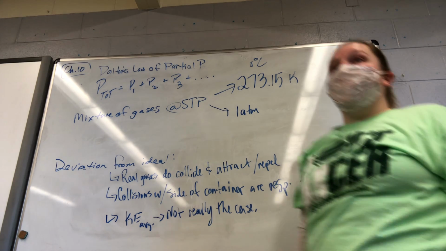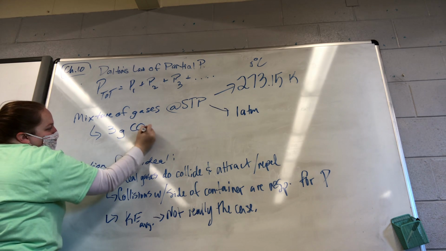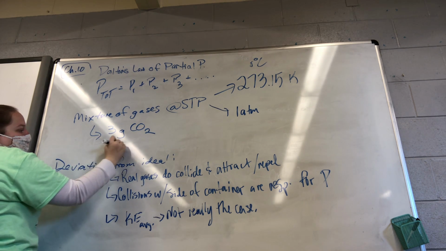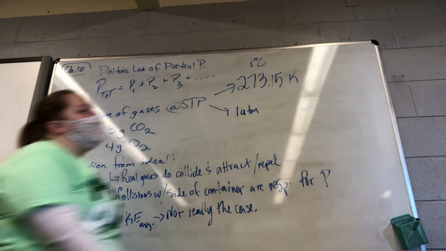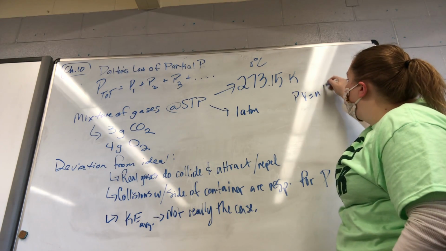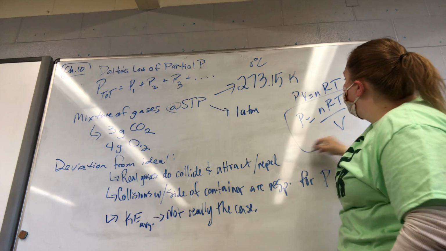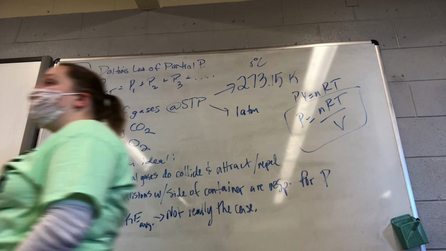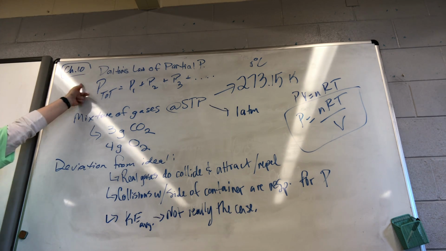Cool. Mixture of gases held at standard temperature and pressure. If we know that there are 3 grams of CO2 and 4 grams of O2, what can we do with that information? Can we calculate pressure given all the information we have? Heck yeah, you can. You can do that for each of the individual gases. Once you know the individual gases, can I figure out what the total pressure is? All I gotta do is add them together.